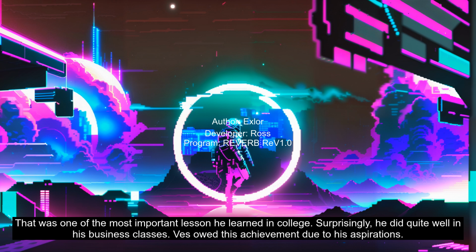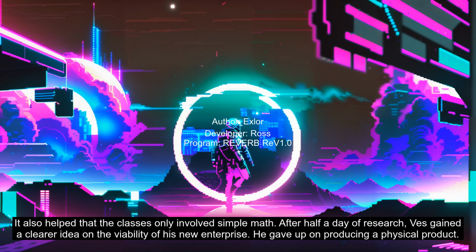Surprisingly, he did quite well in his business classes. Vess owed this achievement to his aspirations. It also helped that the classes only involved simple math. After half a day of research, Vess gained a clearer idea of the viability of his new enterprise.